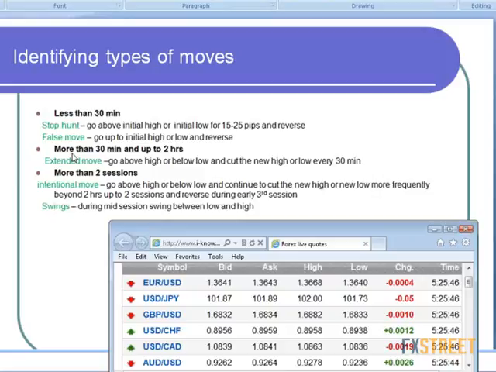Then, if a move happens for more than 30 minutes up to 2 hours, so they cut the high and stay above that of the high and continue to cut the new high for 30 minutes, and afterwards stop cutting the new high but stay above that of the initial high, then start making the slide. Then it is referred to as the extended move. The extended move is for 2 hours.